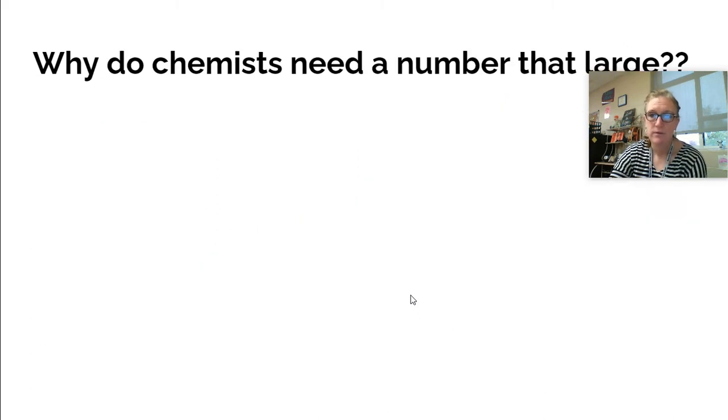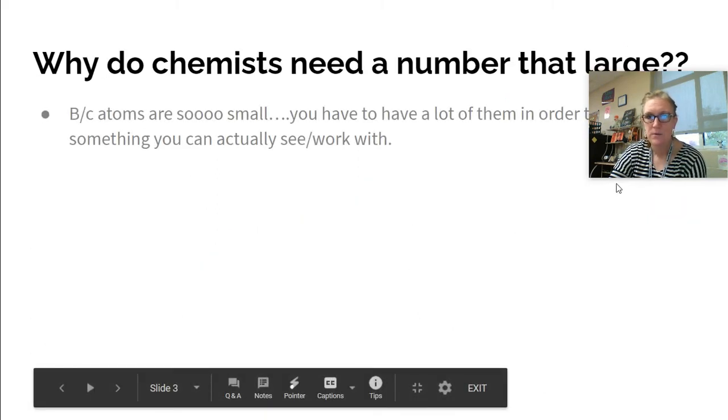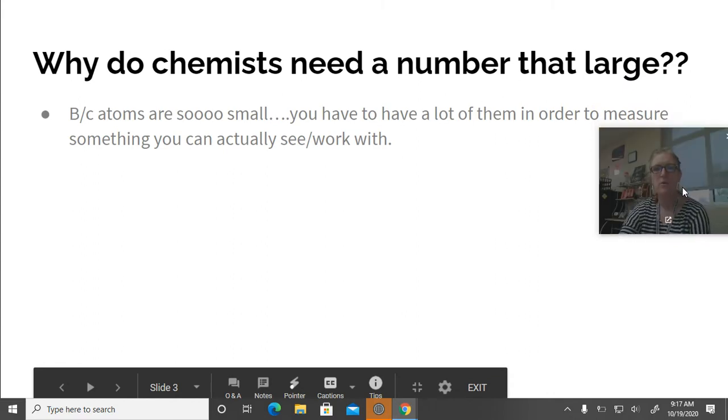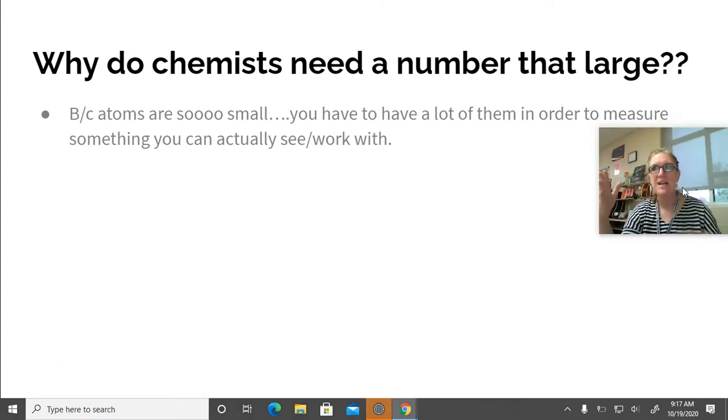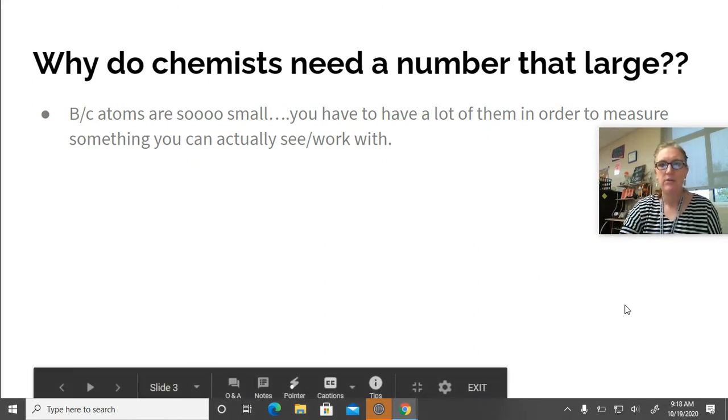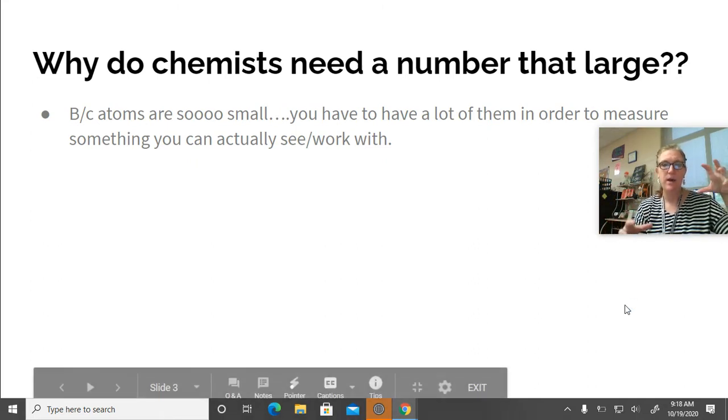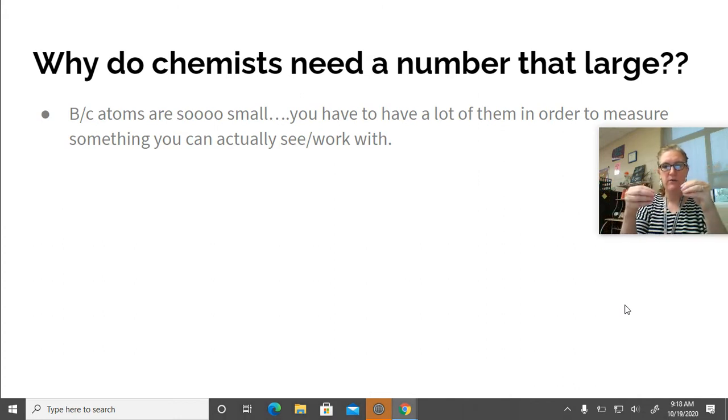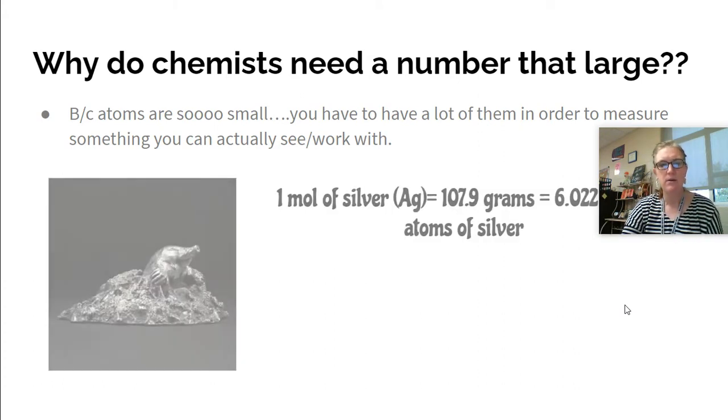Well, it's because atoms are so small. You've got to have a number that large because you've got to be able to have enough atoms that you can work with. In science, because atoms and molecules and particles are so small, you have to have a lot of them in order to be able to do any kind of work with it, in order to be able to weigh them on a scale, or to mix them together. Okay, you've got to know exactly how many particles you've got. That way, you know when you do a chemical reaction, if you put this particle with this particle, you should create this many of this new thing. So you've got to be able to know how many are there.